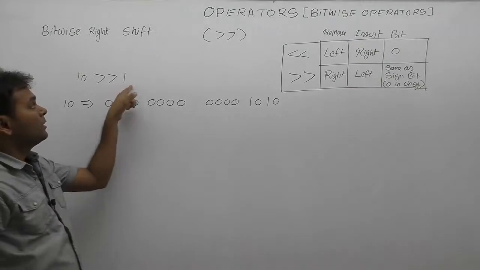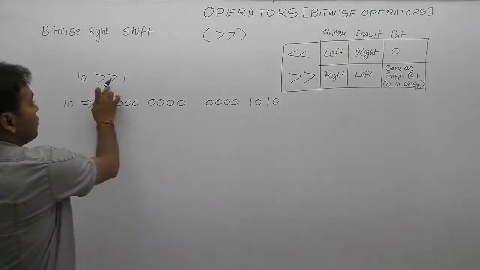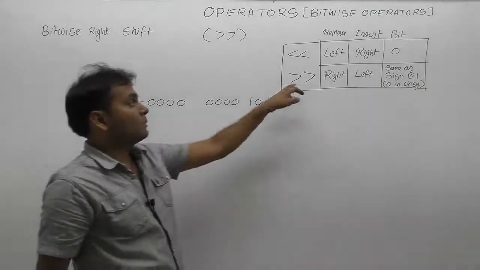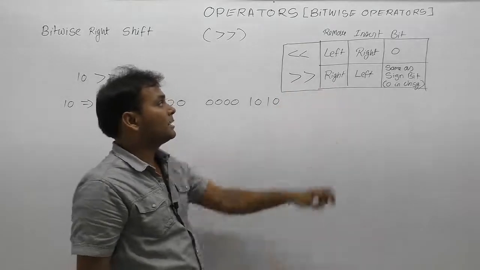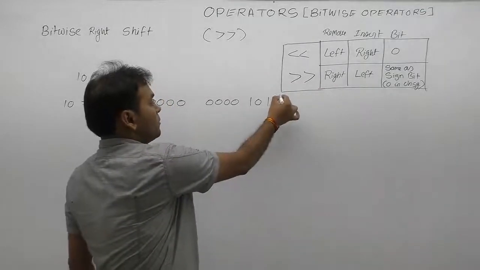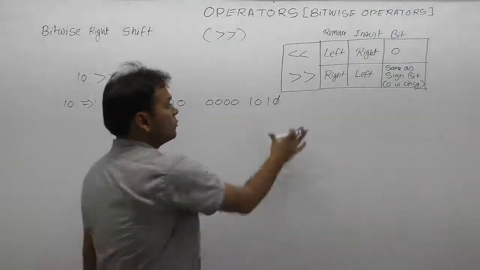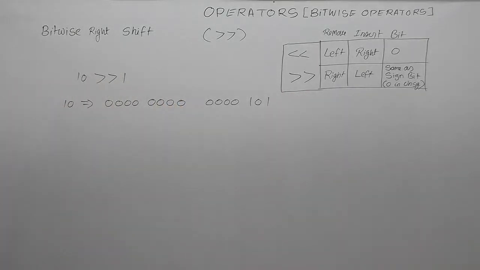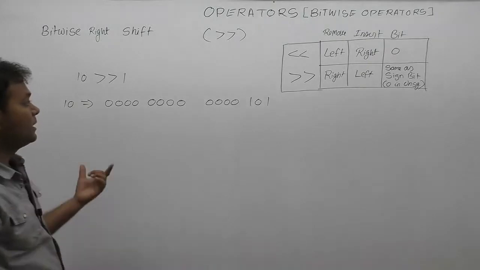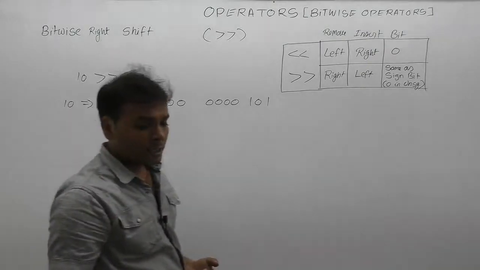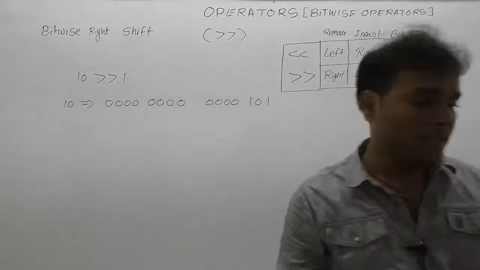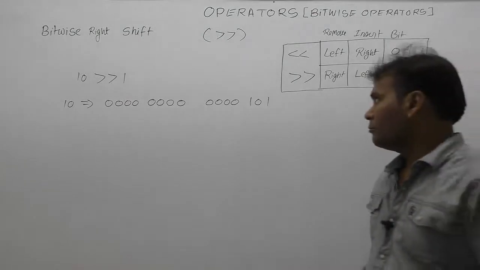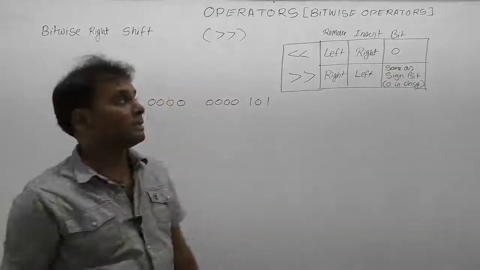After that, remove n bits. This operator is right shift, so remove from the right hand side. How many bits? Only 1 bit. Remove this bit. After removing this bit, how many bits remain? Only 15 bits. Then next, insert n bits. How many bits are inserted here? Only 1 bit.